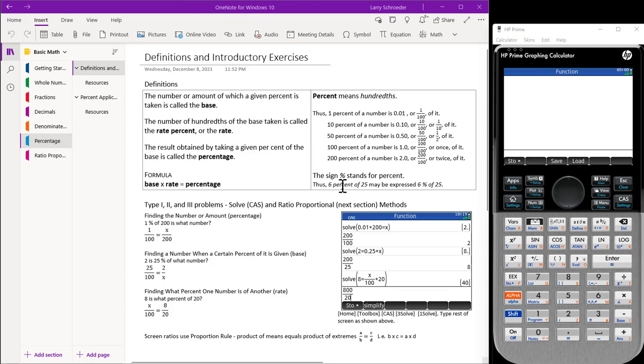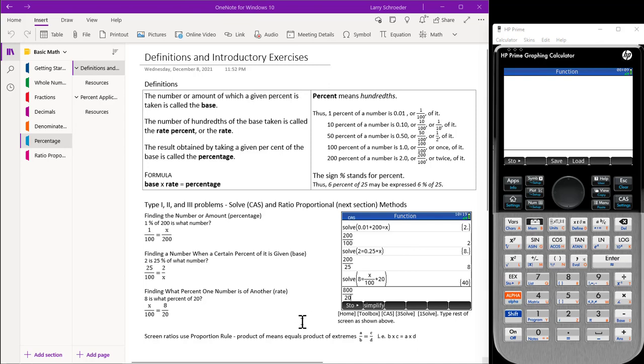We can replace the word percent with its sign. In these problems, we have a proportion where the ratios compare percent to amount. So the percents drop out because we have 1% over 100%, 25% over 100%, X% over 100%. So the percents always drop out. Over here we have the percentage over the base, X over 200, percentage over the base, 2 over X, percentage over the base, 8 over 20.